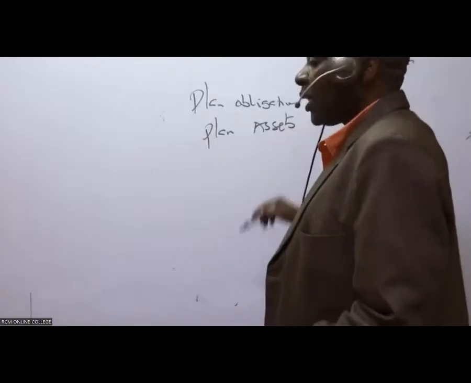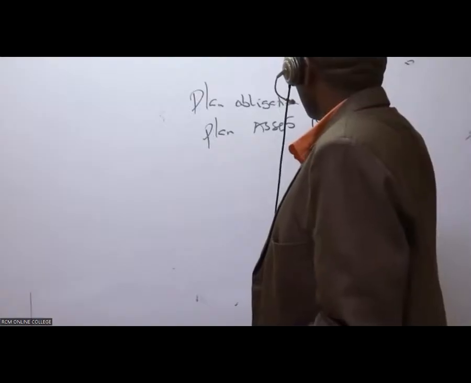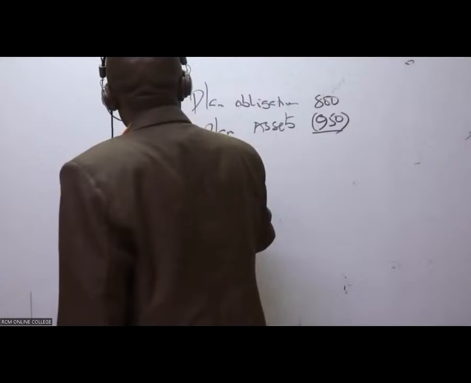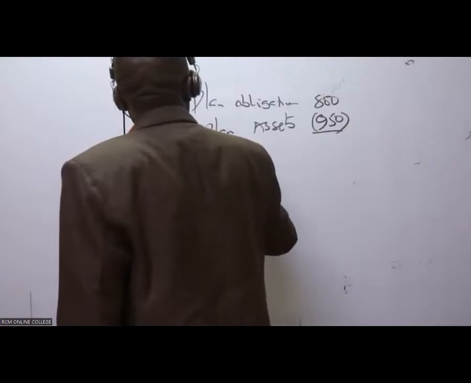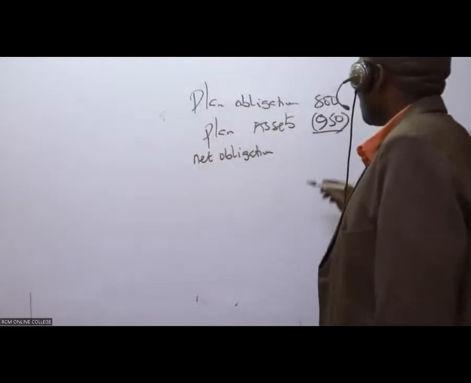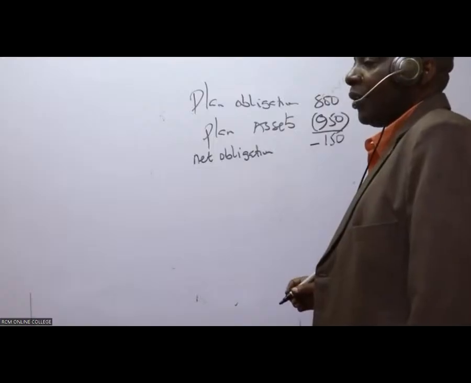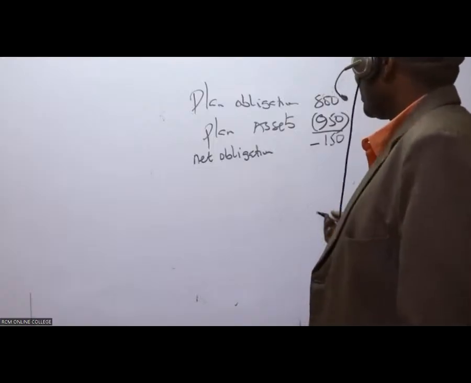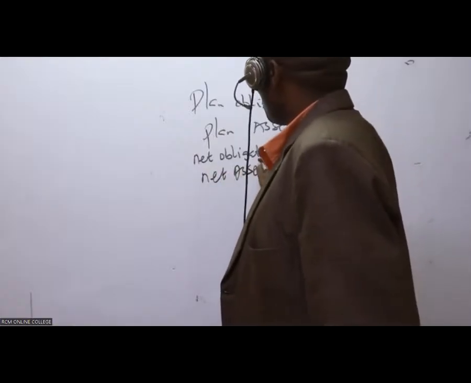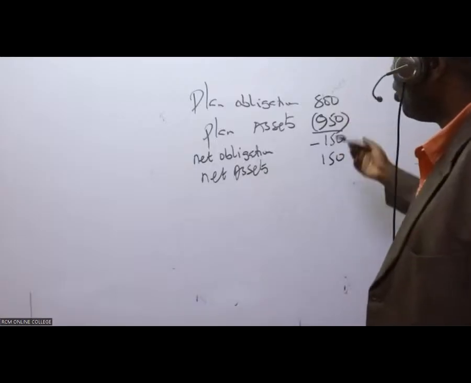And then the plan's assets are worth what? They are 950. So subtract the assets as usual, then we'll be able to get the net obligation, which is minus 150. So basically a negative net obligation is the same as what here? Net assets. So we have net assets worth 150. Basically, the assets are more.